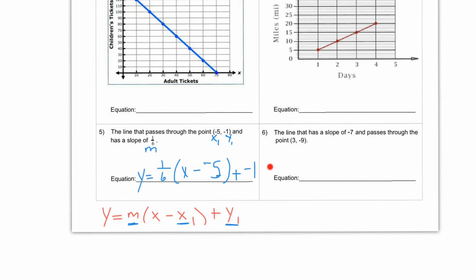This version of our line is just an unsimplified form of our line. We are able to simplify it if we want to. You do not have to simplify it. So if this makes sense as it is, you are more than welcome to keep your answer like that on the retake. Otherwise, we can simplify: y equals 1 over 6 times, we have our x.